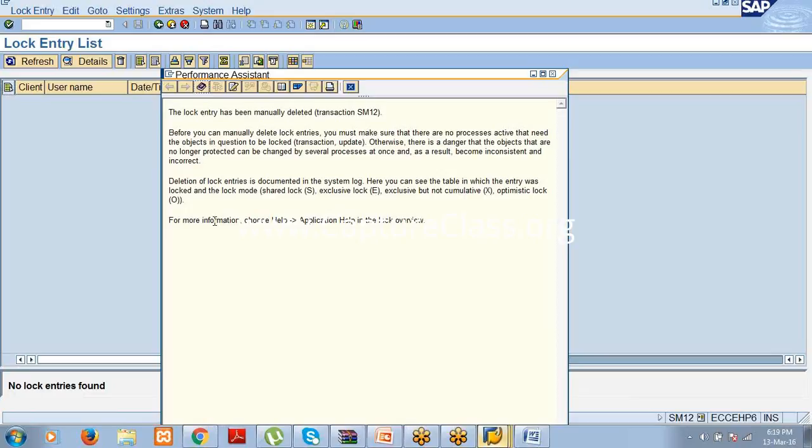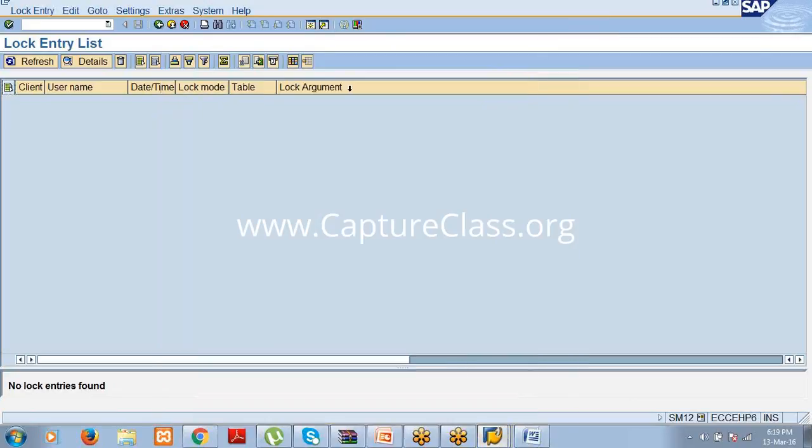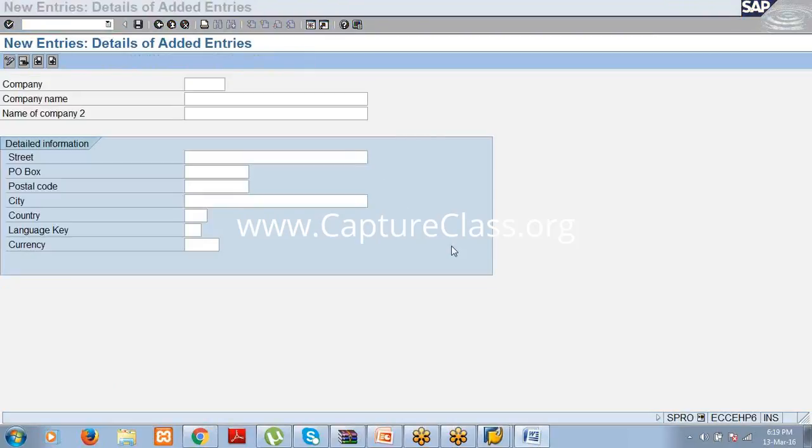Close the performance assistant screen. Means this you have to close. Now you can execute the transaction code whatever you want. You get the screen, right? Okay.